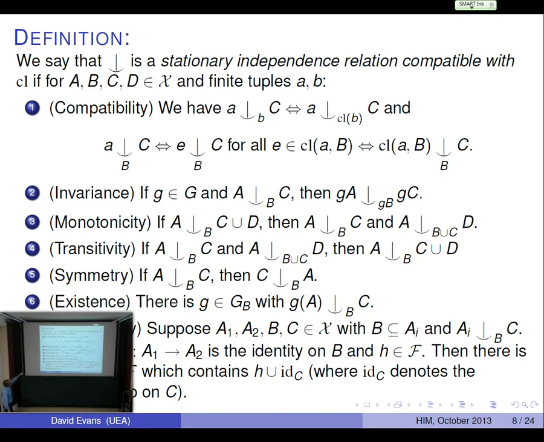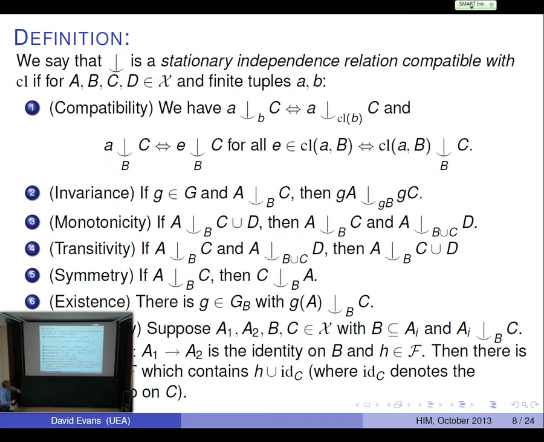Okay, so that's a strong property. Going back to monotonicity and transitivity, they're opposite sides of the same thing. For transitivity, it's easier if you imagine that B is contained in C and C is contained in D. Then it reads: if A is independent from B over C and A is independent from C over D, then A is independent from D over B. If you had those containments, that's how it would read. And monotonicity is the converse of that.